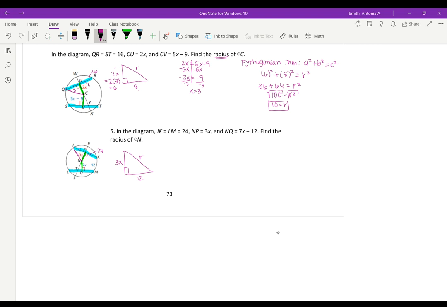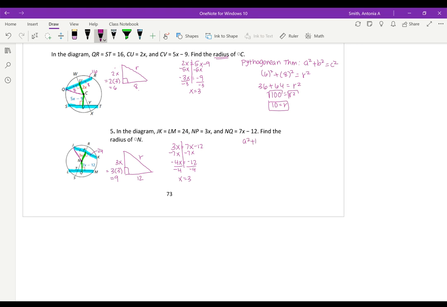Before I can find r, I need to find x. But I know that those two green chords or distances are the same. So 3x is equal to 7x minus 12. I can get x by itself. I'm going to subtract 7x from both sides and divide by negative 4. So x is 3 again. So instead of this being 3x, this is 3 times 3, or 9.